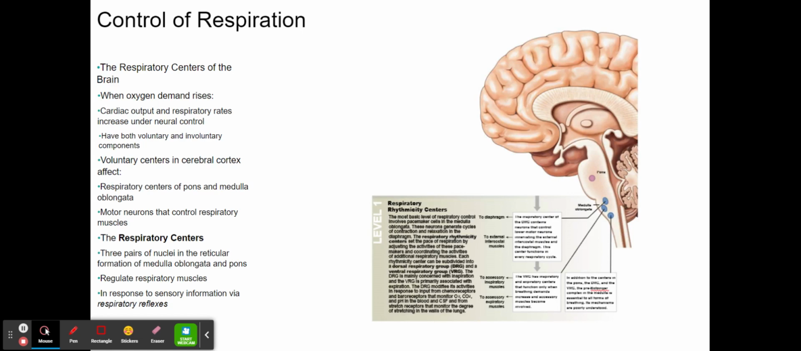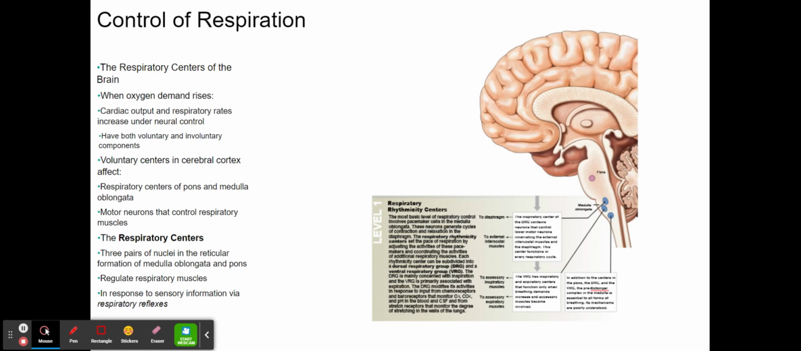Your brain's involuntary centers regulate the activities of the respiratory muscles. These centers control the respiratory minute volume by adjusting the frequency and depth of pulmonary ventilation. They make these adjustments in response to sensory information arriving from your lungs and other parts of the respiratory tract, as well as from a variety of other sites.